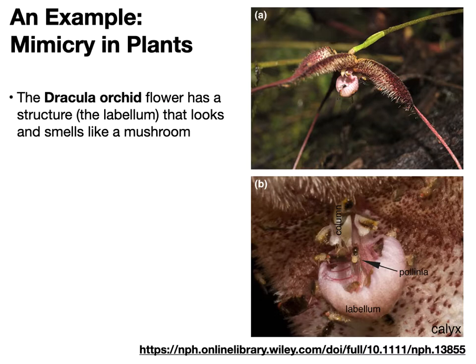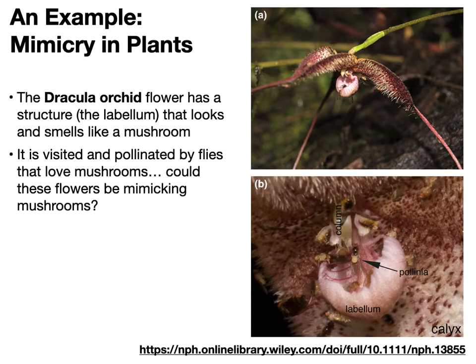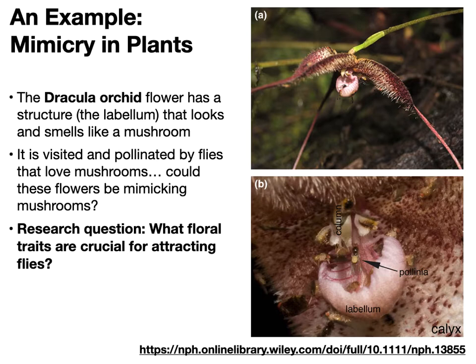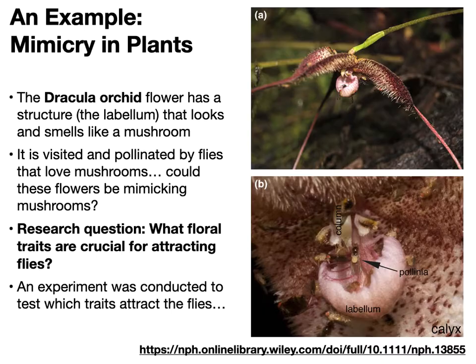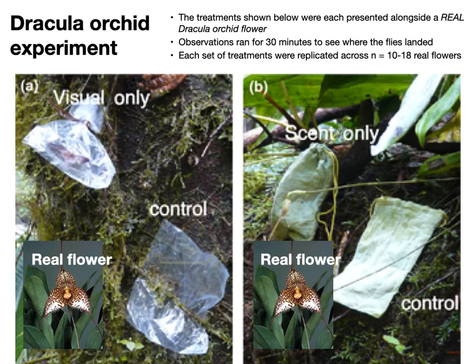It's a flower that has a structure called the labellum that looks and smells like a mushroom. And it gets visited by flies that eat mushrooms. So could these flowers be mimicking mushrooms to attract pollinators? And so this particular research study that's linked down below was an experiment to test this question of what kinds of traits are important for attracting these flies. Okay, so they ran an experiment.